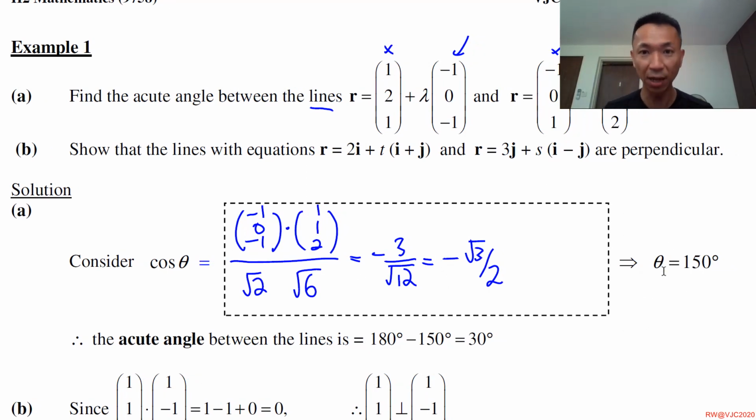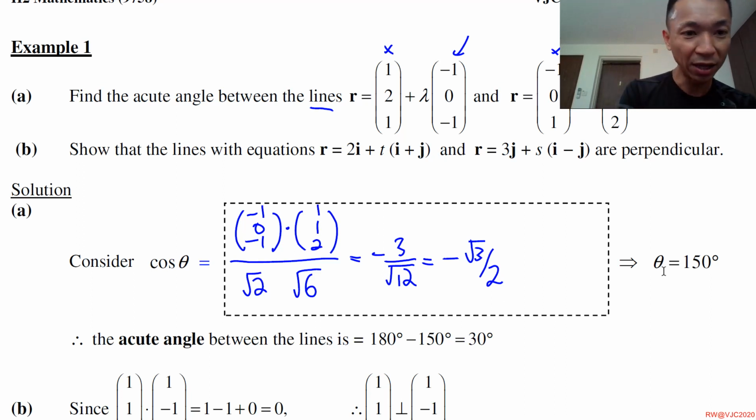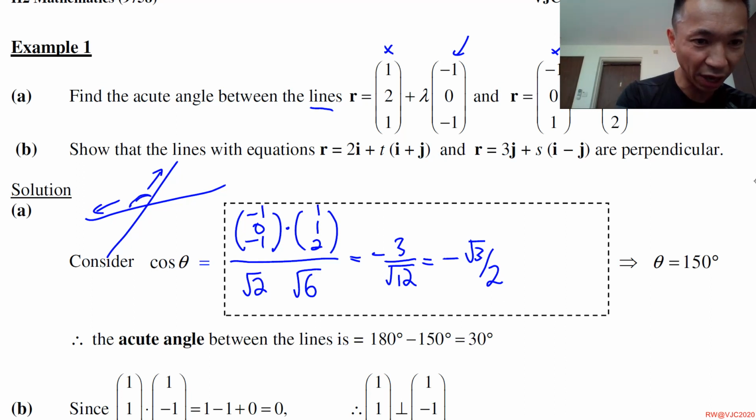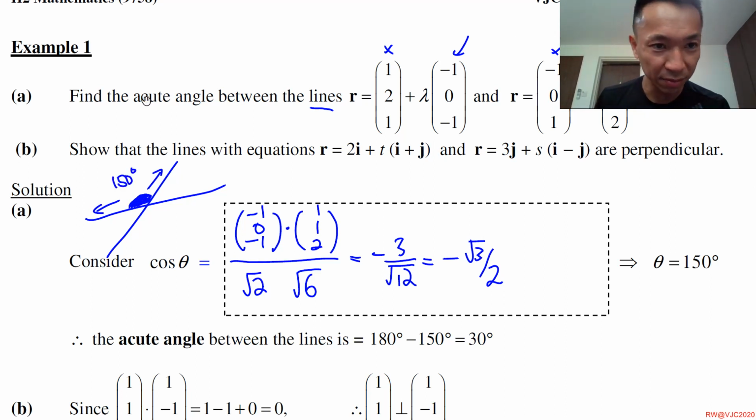So what does it tell us? It tells us that when I draw L1 and L2, the two lines, the direction vector chosen is such that I happen to obtain this obtuse angle, which is 150. But now the question asks for the acute angle, so all you need to do is take 180 minus 150, you get 30 degrees. Okay, all good? All right.